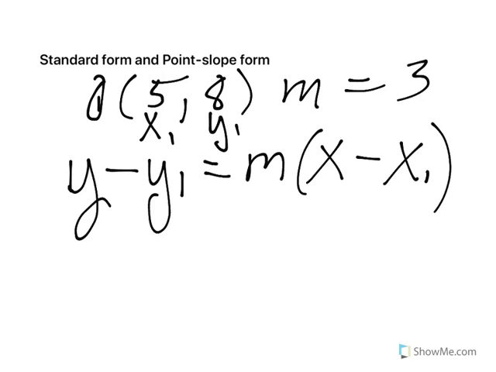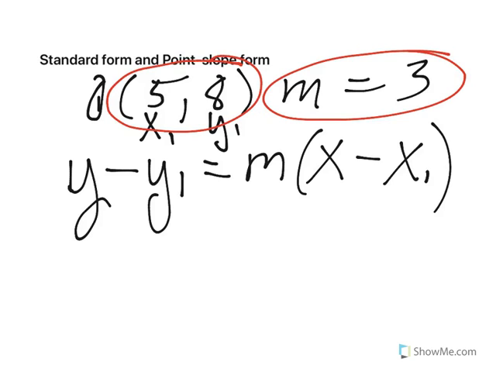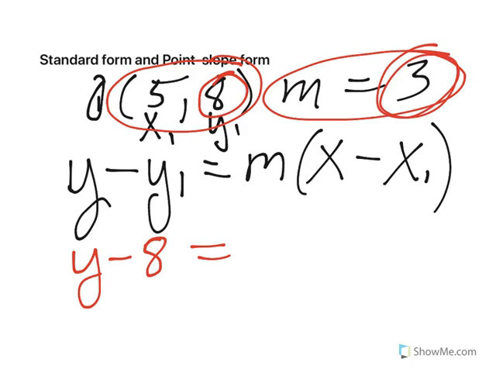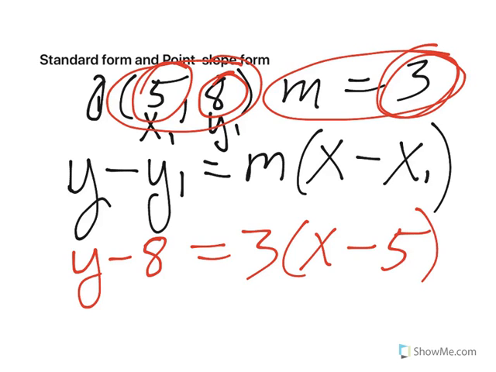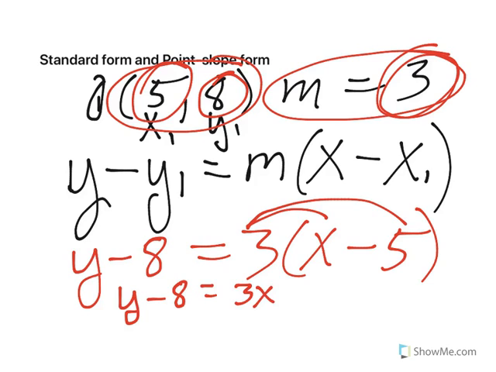So using this point and this slope, we can substitute into this. You can say y minus y1, which is 8, right there, is equal to m, which is 3, right there, times x minus x1, which is 5, right there. Now you have to distribute, because you've got the 3 times the x and 3 times the negative 5. So you can say y minus 8 is equal to 3x minus 15.